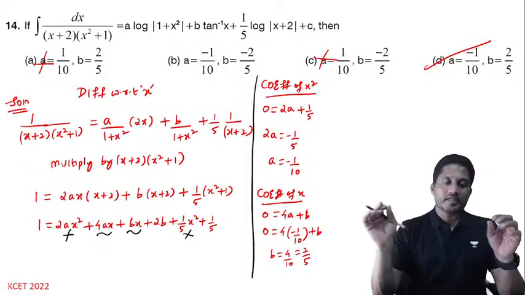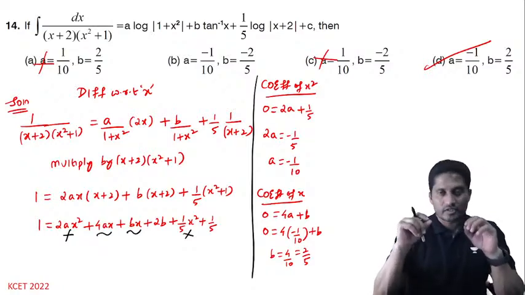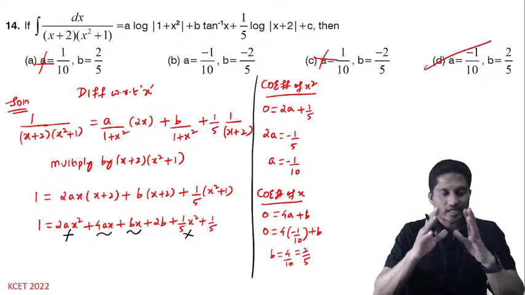Don't use that board method. Differentiate with respect to x, multiply the denominator, equate coefficient of x square, equate the coefficient of x, you will get the answer. You will find similar questions in NCERT exemplar.